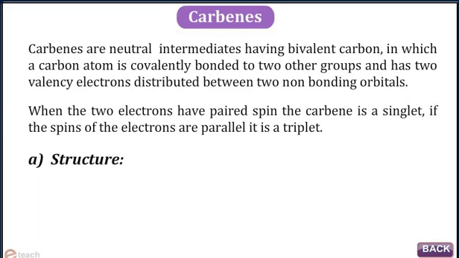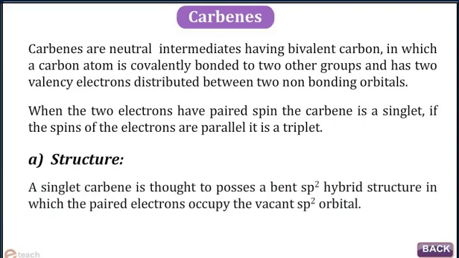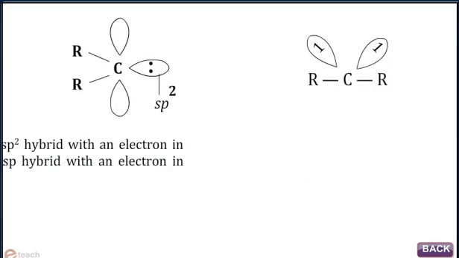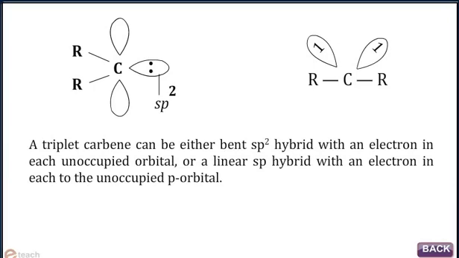Structure. A singlet carbene is thought to possess a bent sp2 hybrid structure in which the paired electrons occupy the sp2 orbital. A triplet carbene can be either bent sp2 hybrid with an electron in each unoccupied orbital or a linear sp hybrid with an electron in each of the two unoccupied p orbitals. The structures of singlet and triplet carbene are given here.